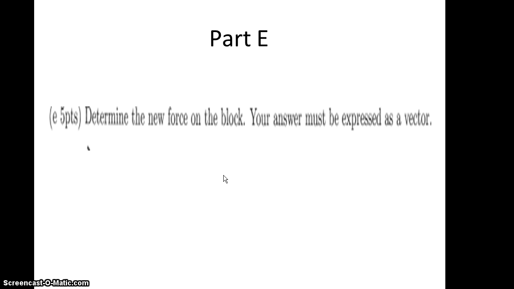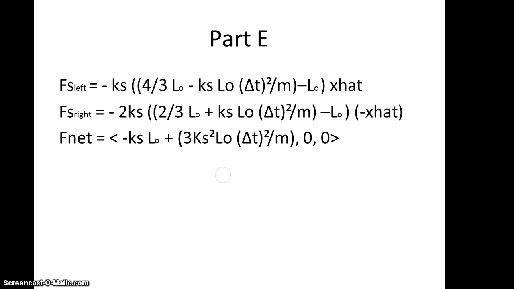Part E. Determine the new force on the block. So we pretty much just plug in what we just found for the position into part B's equations. So these are the answers for each one of them. And in the end, we get F net equals negative Ks L naught plus 3 Ks squared L naught delta t squared over m, 0, 0.